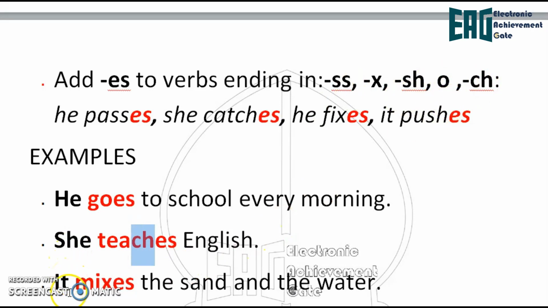The last one is it mixes the sand and the water. Mix is the verb and this is the adding.